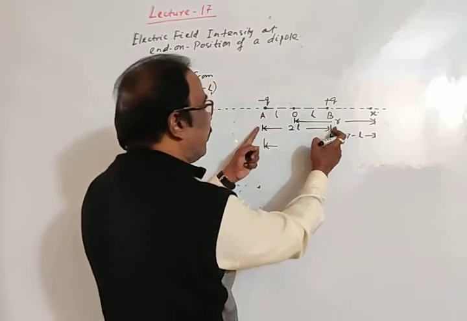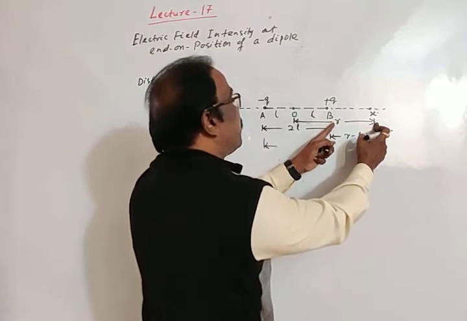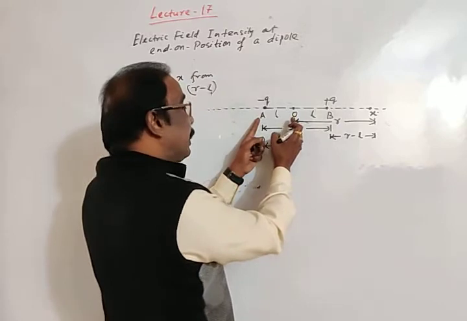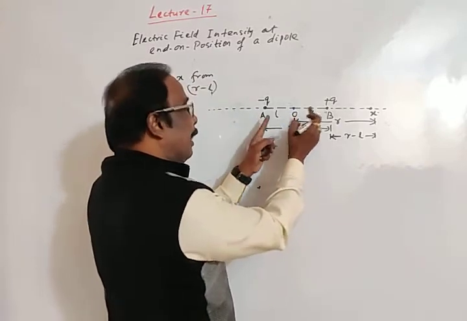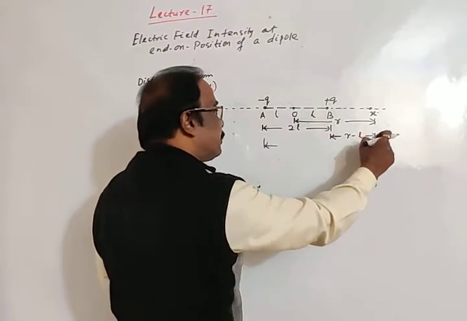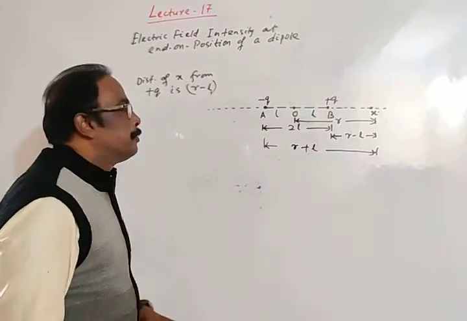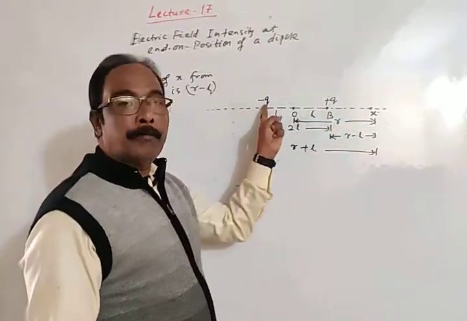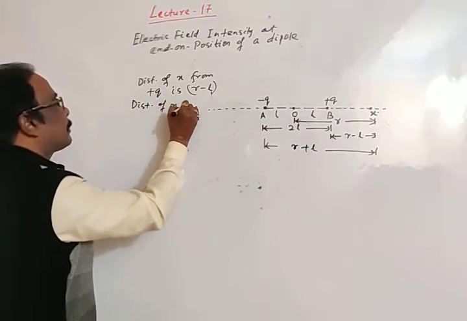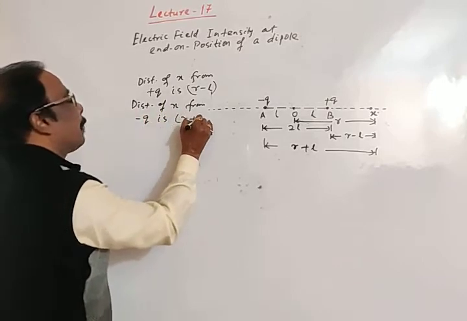See students, the length of AB is 2L. Again, the distance of x from A: the distance between A and O is L and the distance from O to X is r. So the total distance from A to X is r plus L. This is the distance of the end on position from minus q. So similarly, the distance of x from minus q is r plus L.